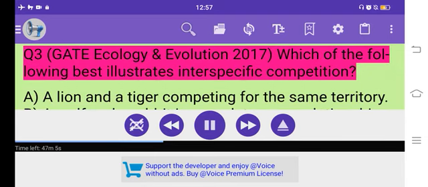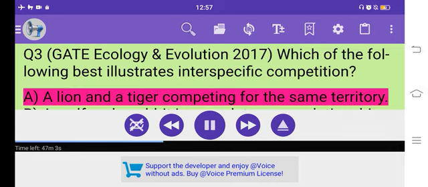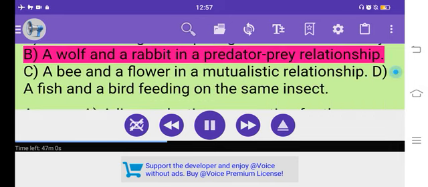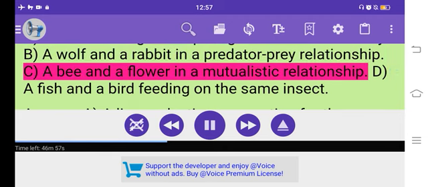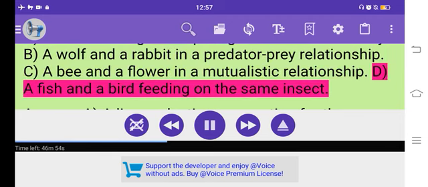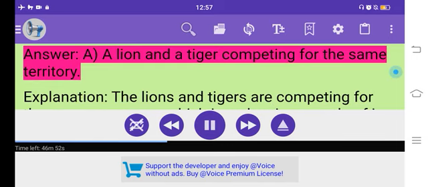Q3, GATE Ecology and Evolution 2017. Which of the following best illustrates interspecific competition? A. A lion and a tiger competing for the same territory. B. A wolf and a rabbit in a predator-prey relationship. C. A bee and a flower in a mutualistic relationship. D. A fish and a bird feeding on the same insect. Answer: A. A lion and a tiger competing for the same territory.